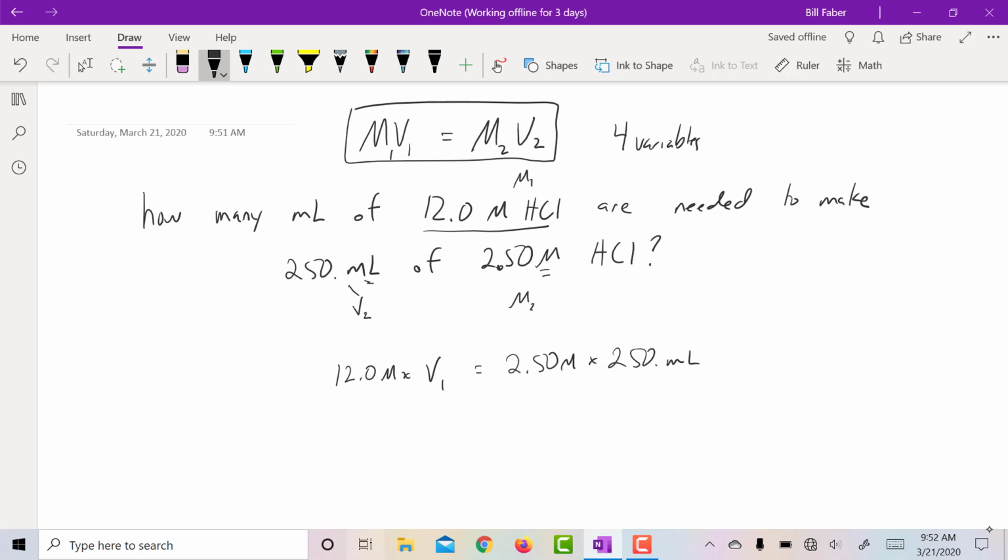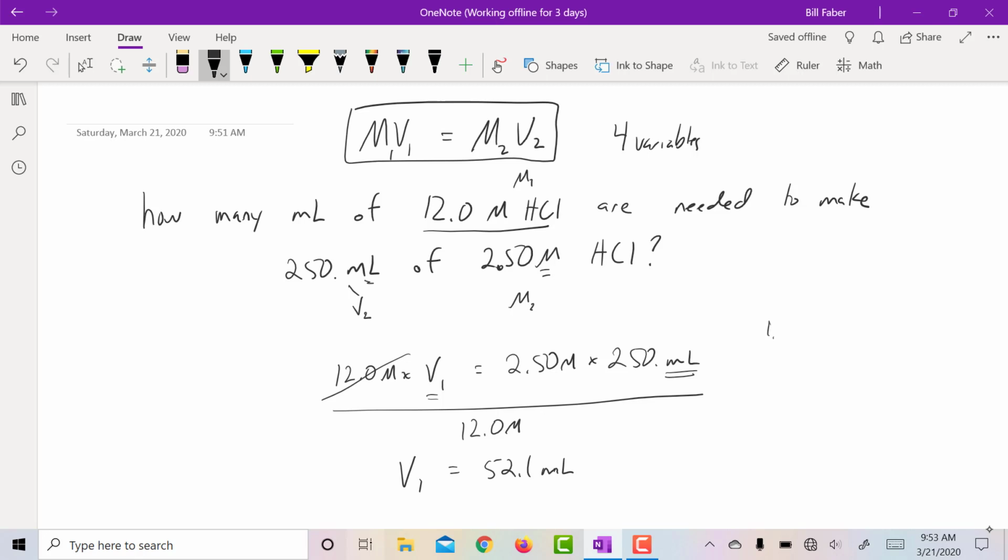Now, if you say, you told me molarity times volume has to be in liters, it does if you're multiplying them to get moles, but here we're doing a proportion. So if I put milliliters here, I'm going to get milliliters here. But if you want to convert it to liters, you can, but it won't matter. So I divide both sides by 12.0 molar, and this one will cancel out, and then I'm basically taking 2.5 times 250 divided by 12 in my calculator, and I get 52.1 milliliters.